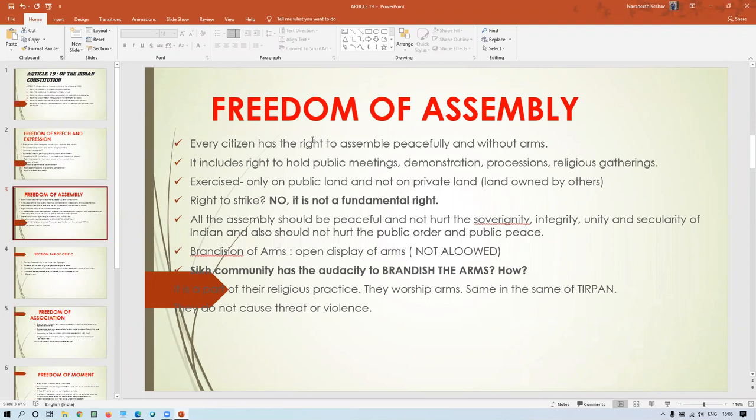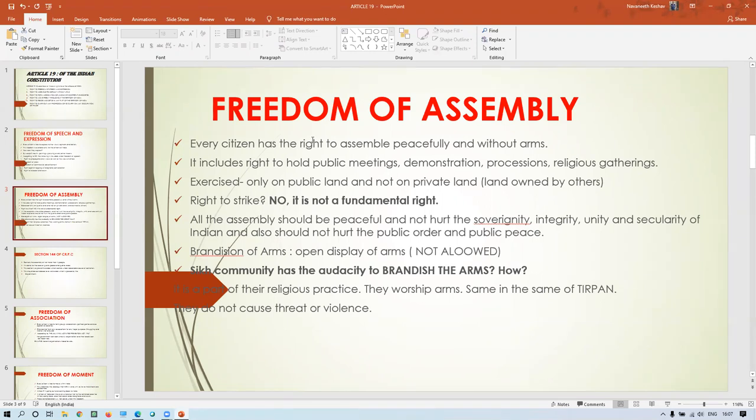All the assemblies which happen should be peaceful and should not hurt the sovereignty, integrity, unity, and secularity of India, which means it should be lawful, and it should also not hurt the public order and the public peace. Keeping all these in mind, a person or a group of people can do the gathering rightfully.